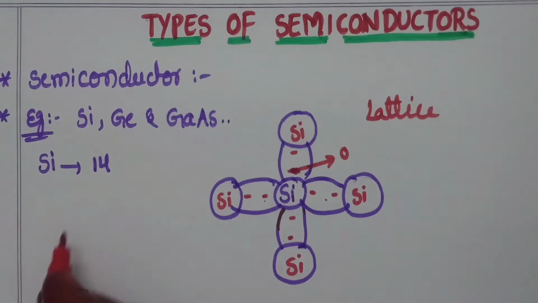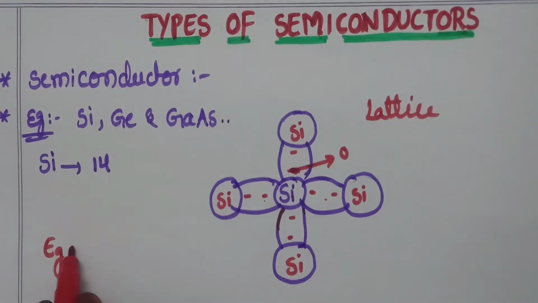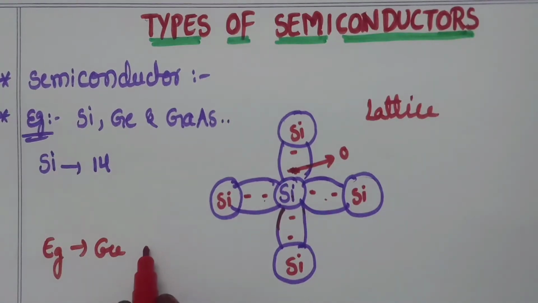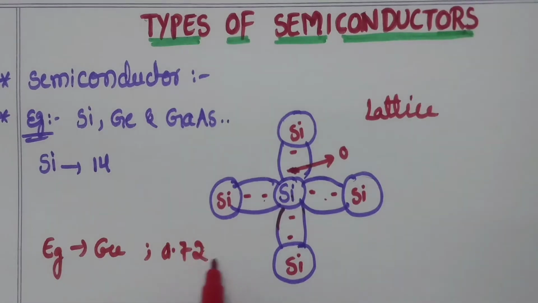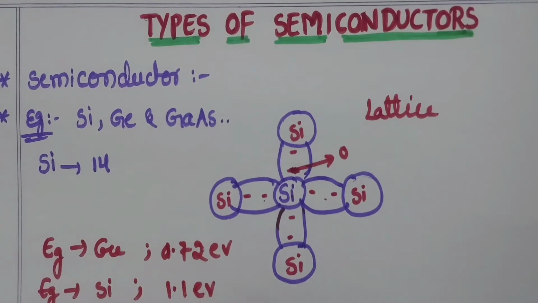The energy Eg required for germanium to break the covalent bond is 0.72 electron volts, whereas the energy required to break the covalent bond for silicon is 1.1 electron volt at room temperature. This has to be remembered, at room temperature.